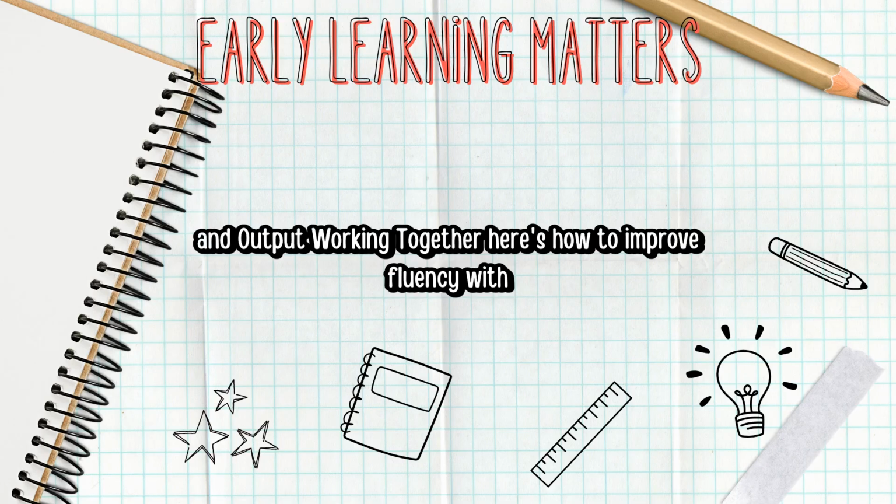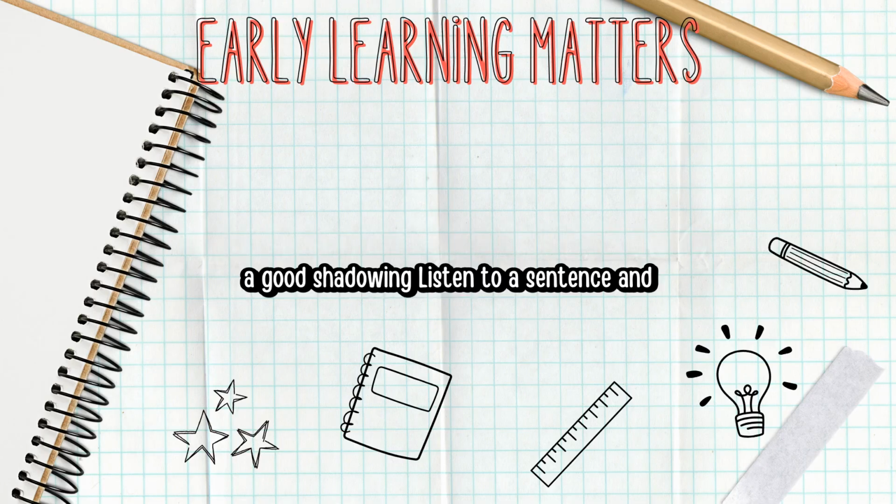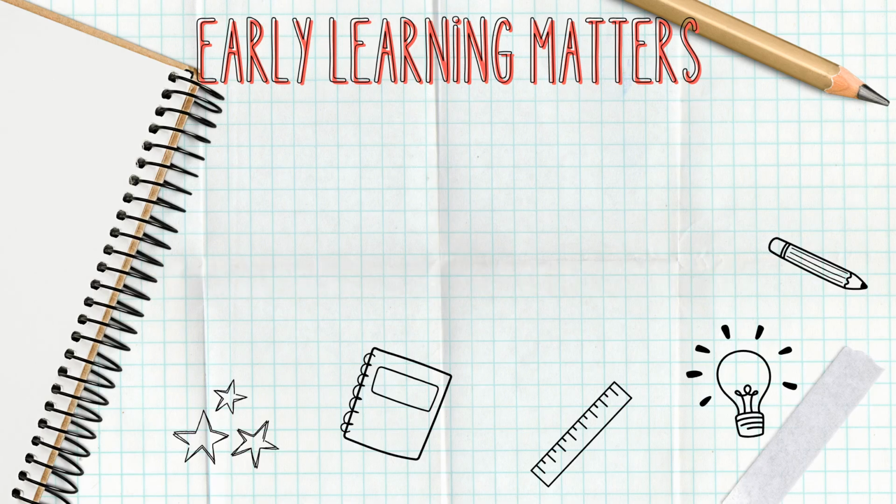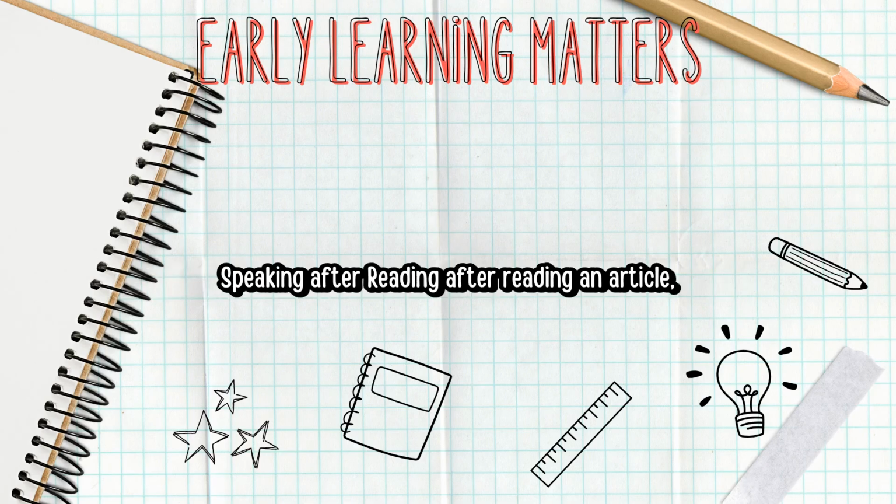Here's how to improve fluency with a good mix. Shadowing. Listen to a sentence and repeat it immediately. This improves pronunciation and fluency. Speaking after reading.